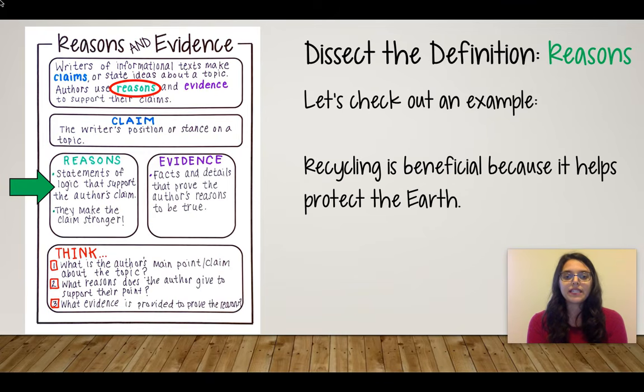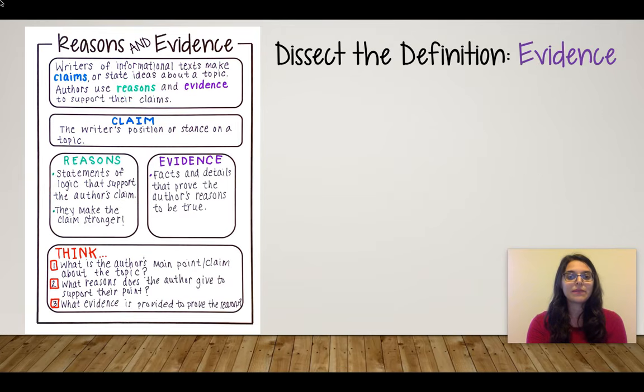Recycling is beneficial because it helps protect the earth. All right, let's look at this statement a little bit more closely. And this first part is our claim. Recycling is beneficial. That's the point I'm trying to make. And the second part, it helps protect the earth, is my reasoning that I'm using to support my claim. Now that's all fine and dandy, but no one's going to believe me if I don't have proof to back it up. I can say it helps protect the earth, but that doesn't mean it's true. That's where our next keyword comes into play.